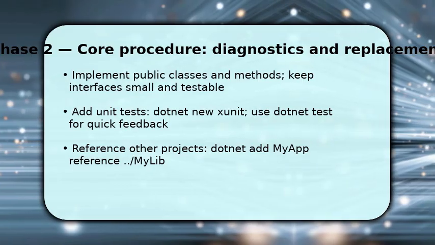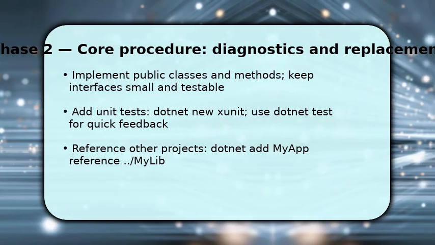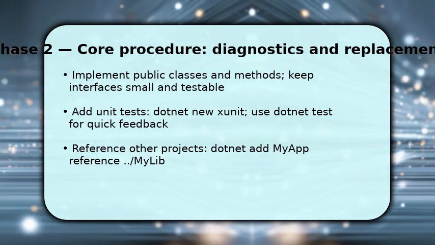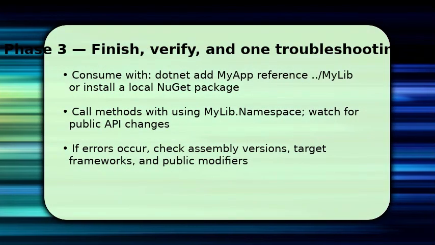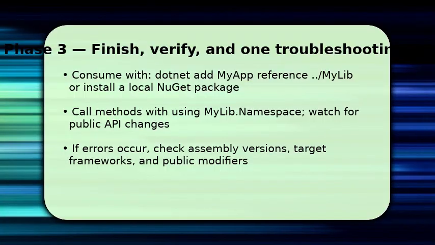You finalize by consuming the library. Add a project reference or publish a NuGet package and install it. Then import the namespace with using mylib namespace and call the public methods. This proves the integration. For deployment, update the package version, tag the release, and push to a feed.